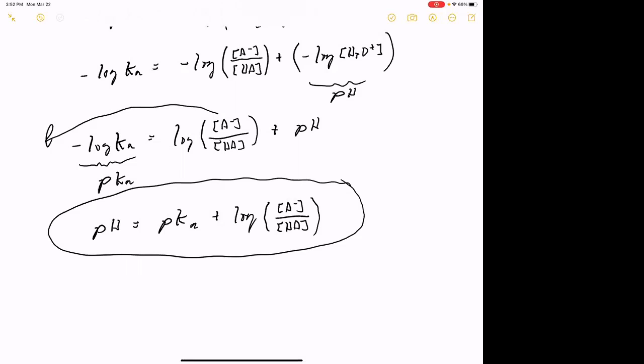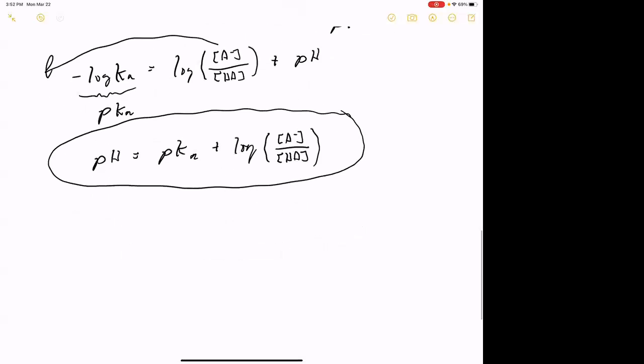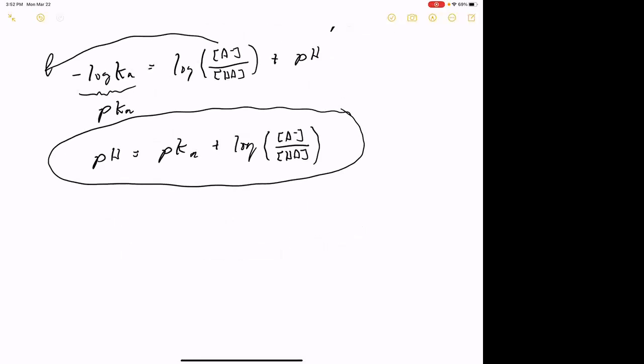Now, the other thing you might say is, well, wait a minute. This looks like it works for an acid, but what about a basic buffer? What if I had this situation? So I have a weak base reacting with water.